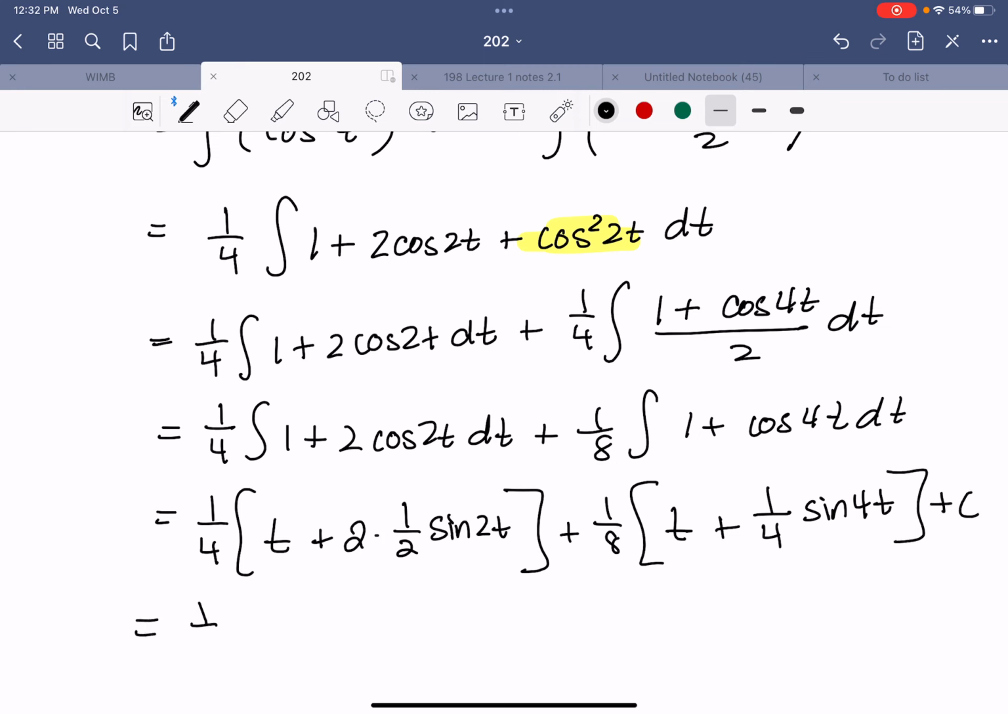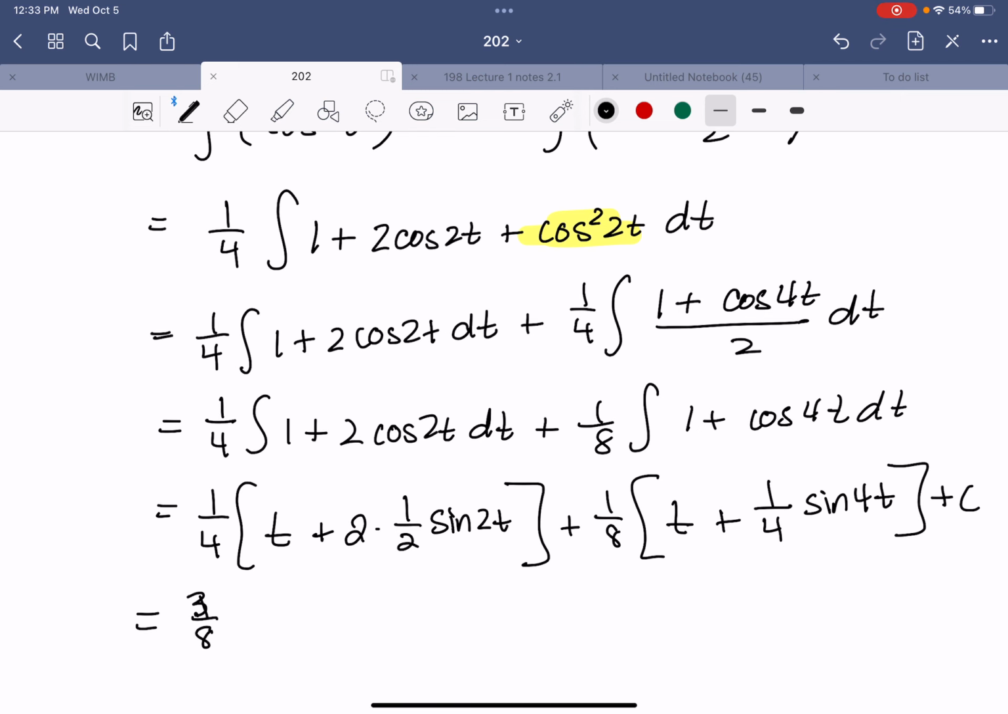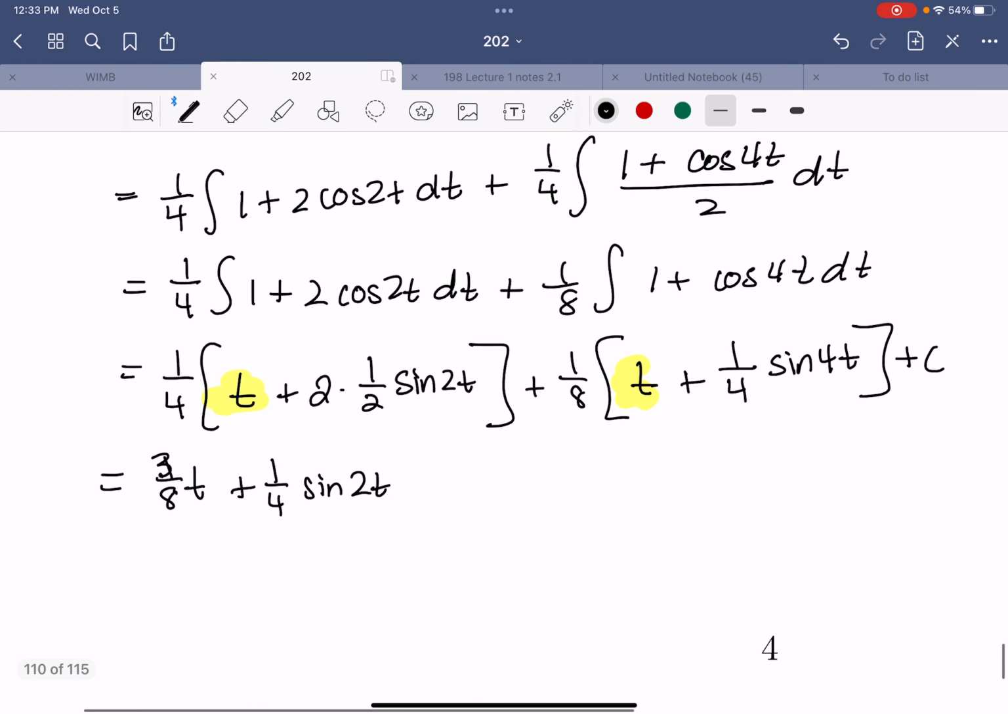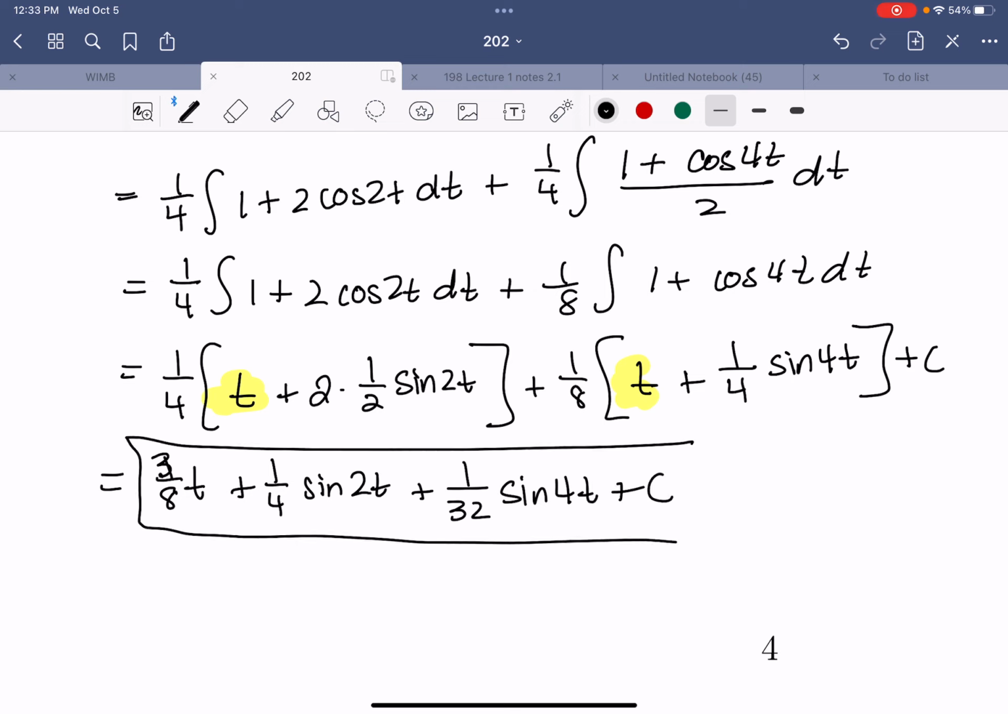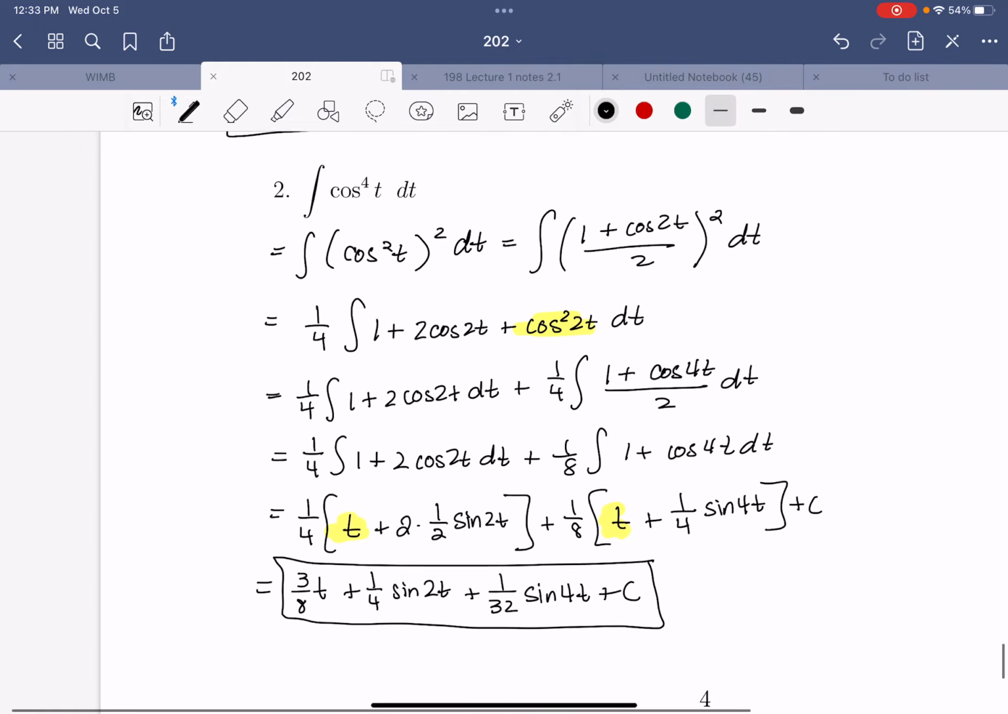And that gives us 1/4 t plus 1/8 t gives us 3/8 t. So I'm combining this one and this one. And then I have 1/4 sine of 2t. And I have plus 1/32 sine of 4t, plus a constant. And that's my answer for number 2.